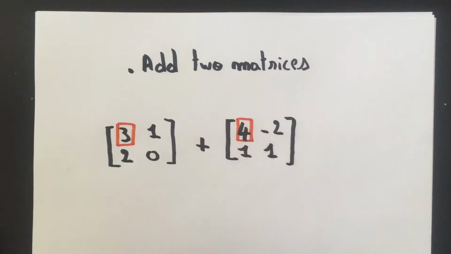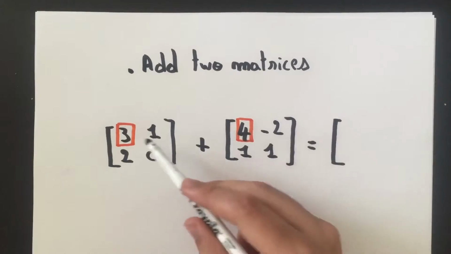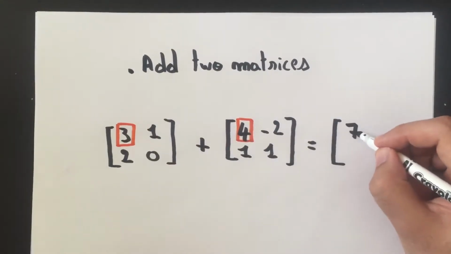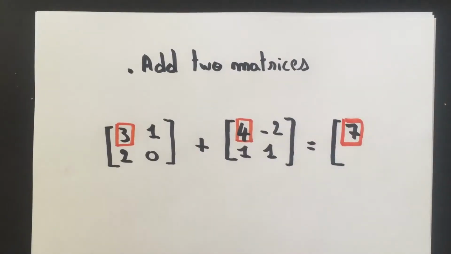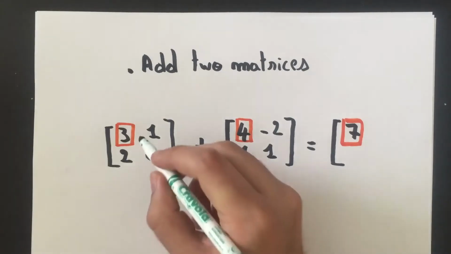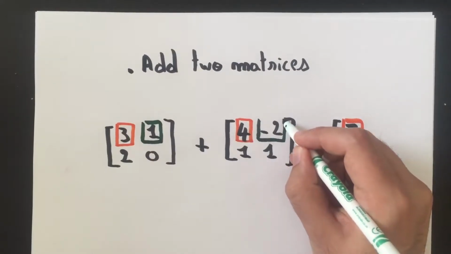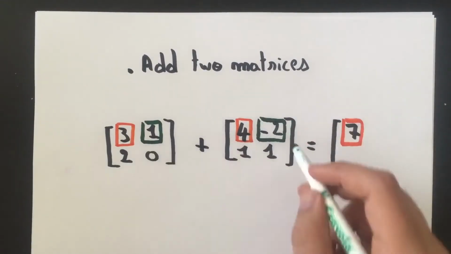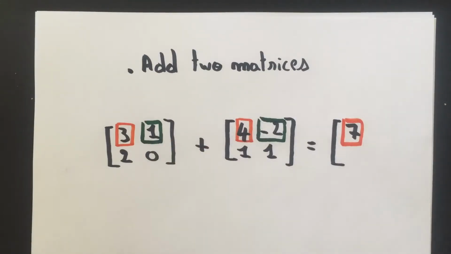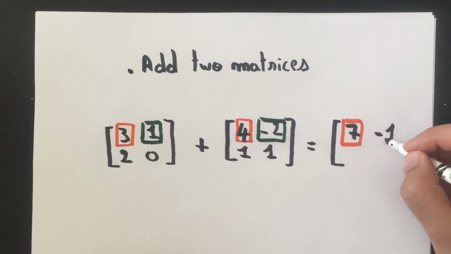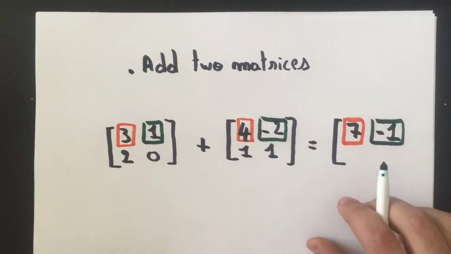So 3 and 4, they go together, and I'm just gonna add them. So 3 plus 4 equals 7. So I have the first term of the results. Okay, now I'm gonna do the same for this term. So 1 and -2, they hold the same position, so they go together, so I just need to add them. So 1 - 2 is giving me -1, right? So that's the second term, and we're almost done.